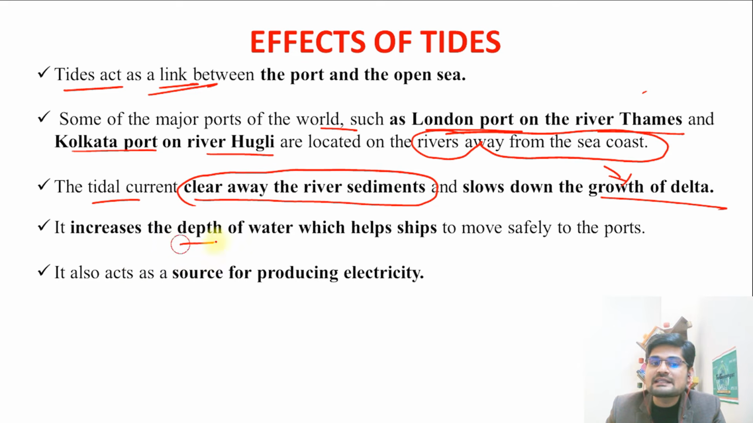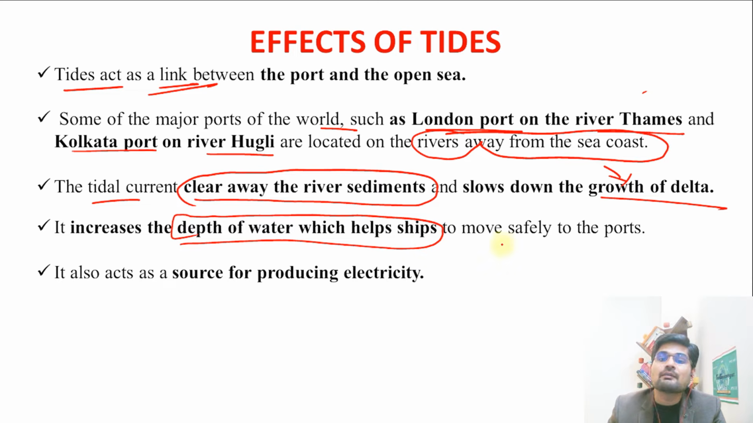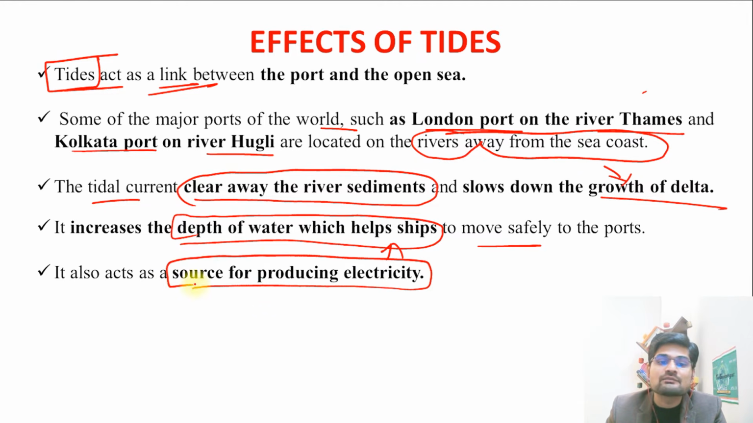So it increases the depth of water in which the ships can sail. That is about the safety of the ships also. It depends upon the tidal waters, right? So it also acts as a source for producing electricity in many countries and many areas of the world. So remember, these are the major effects of the tides, and also the phenomenon that is related to this is the tidal bore, and that is also important for the richness of those estuaries that we have already learned.